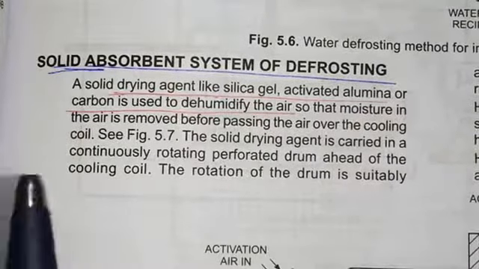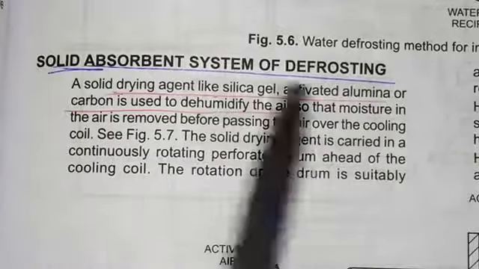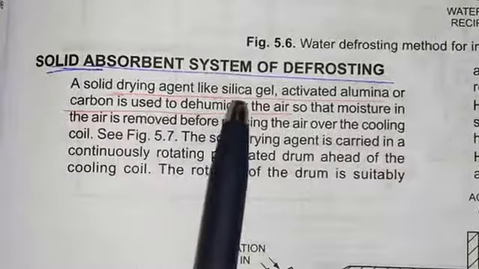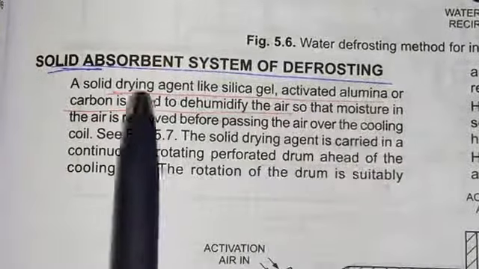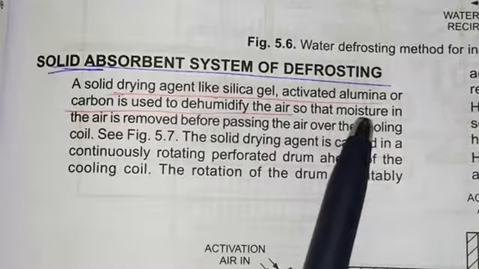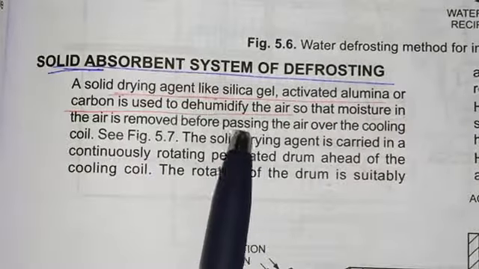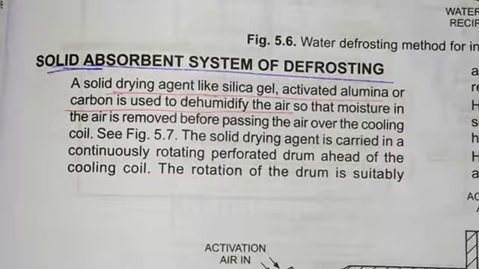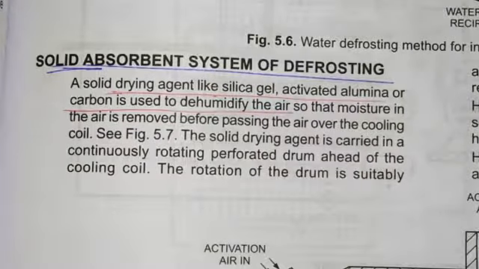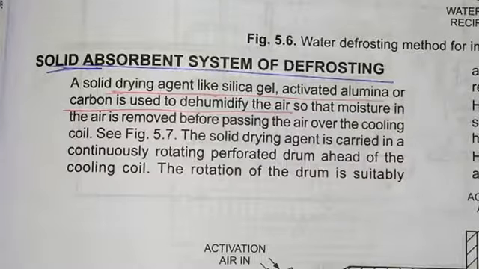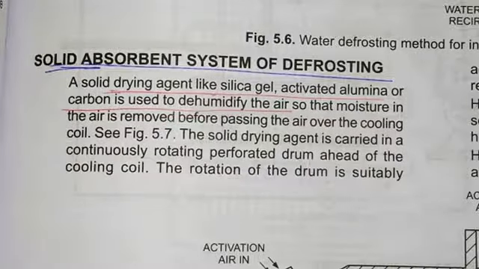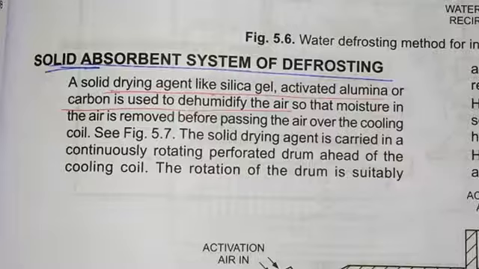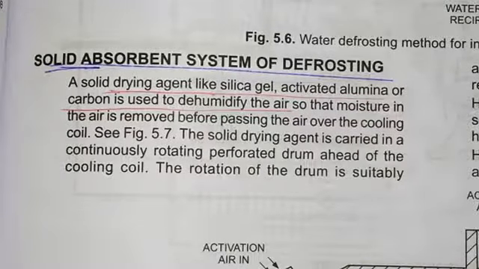See here, this is a solid absorption system for defrosting. A solid drying agent like silica gel, activated alumina or carbon is used to dehumidify the air so that the moisture in the air is removed before passing the air over the cooling coil. Okay, so silica gel or alumina are used for drying. So now in the next class we will see the refrigerants.